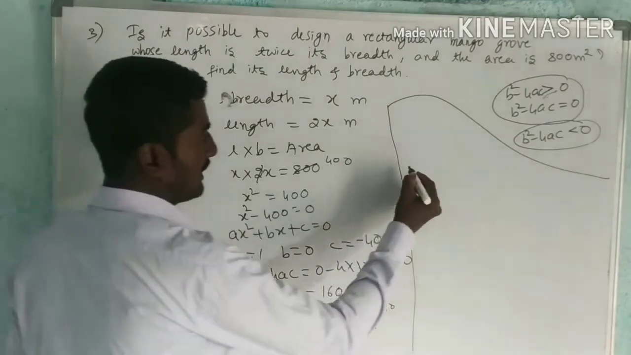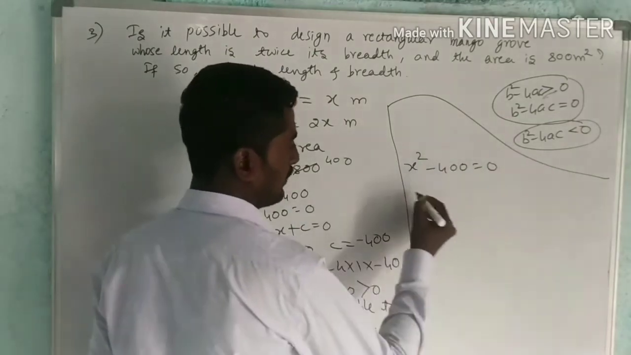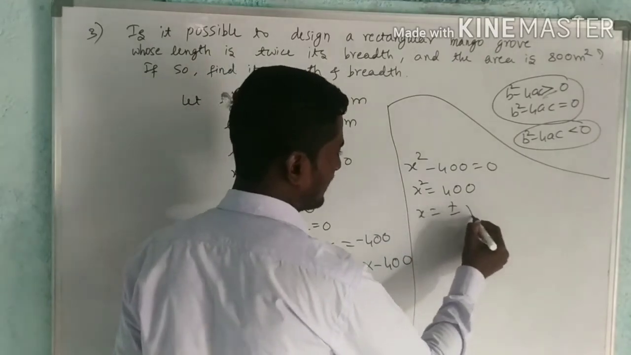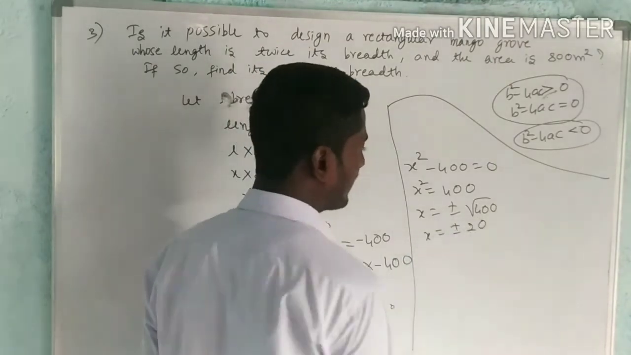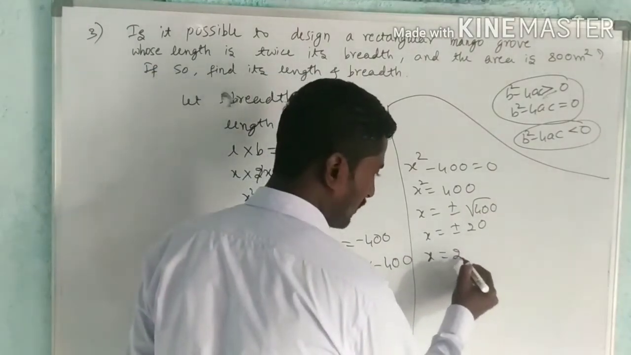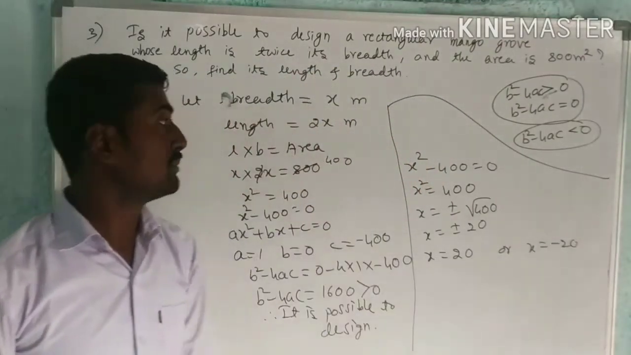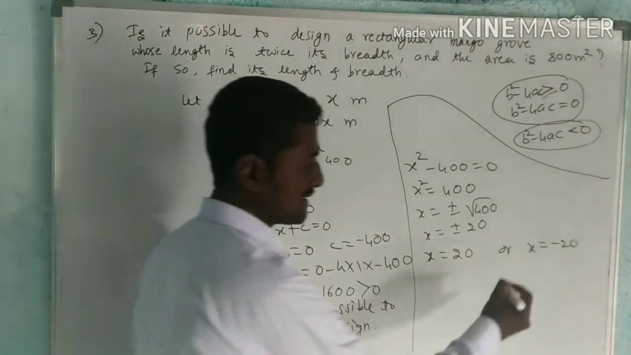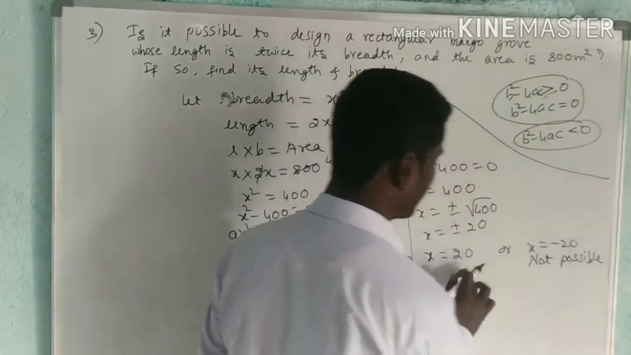Here I am getting the quadratic equation x square minus 400 is equal to 0. Now x square is equal to 400, so x is equal to plus or minus the square root of 400. So x is plus or minus 20. Here x may be 20, or x may be minus 20. Minus 20 is not possible because x is the breadth, and the breadth of the rectangle cannot be negative. The only possible value of x is 20.